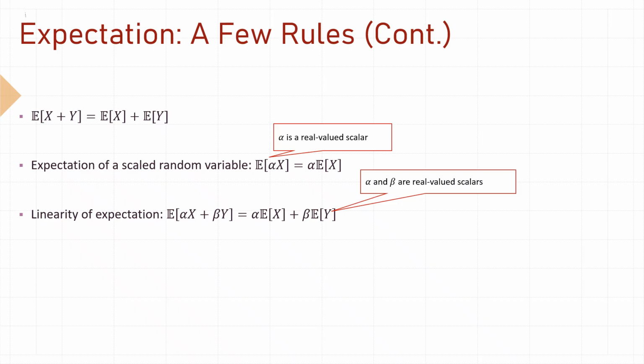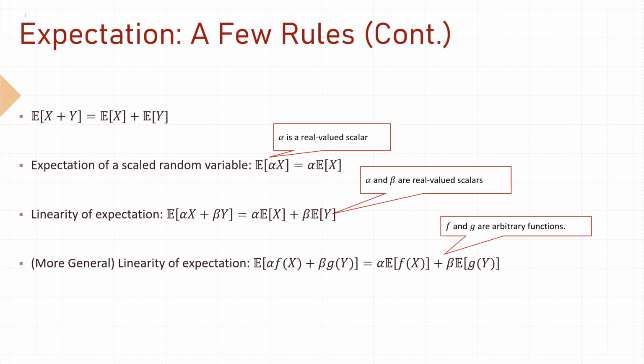If there are random variables such as x1, x2, up to xn, the expectation of their scaled sum is the sum of their scaled expectations. This holds regardless of whether the variables are independent or dependent, because the expectation is a linear operator. In a more general setting, the expectation of a scaled summation of two functions of x and y is the same as the sum of their scaled expectations.